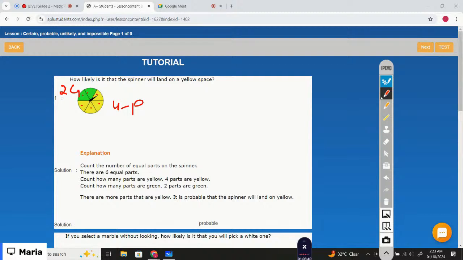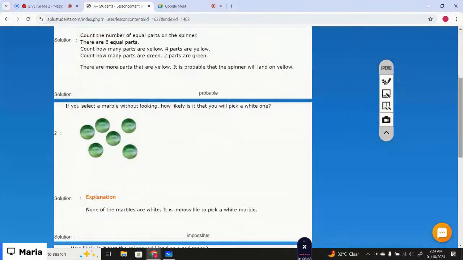So the question is, how likely is that the spinner will land on yellow space? Because the spinner has more yellow space, it will probably land on yellow. So it is probable it will land on yellow. Got it? Let's look at the other example.